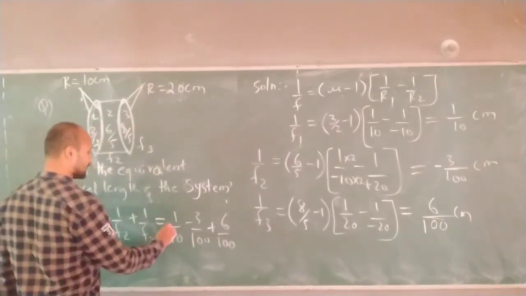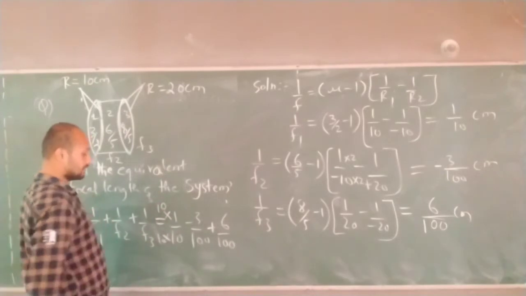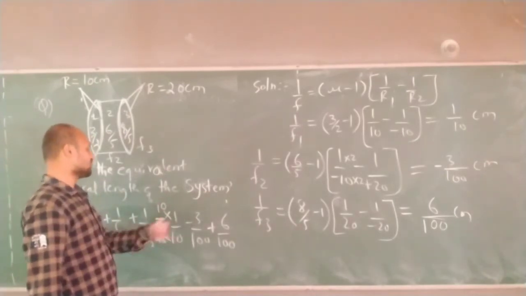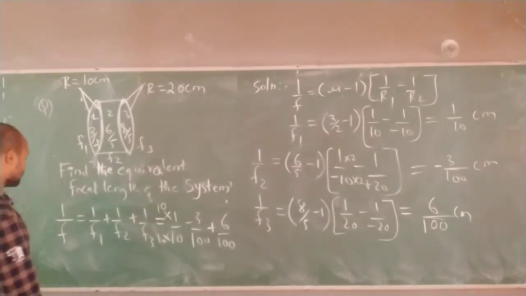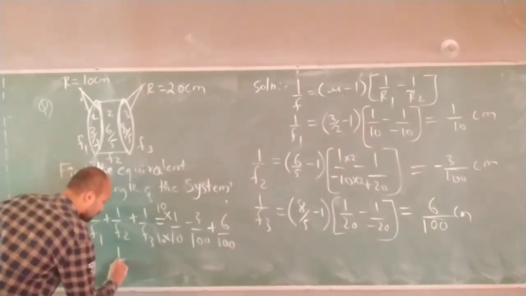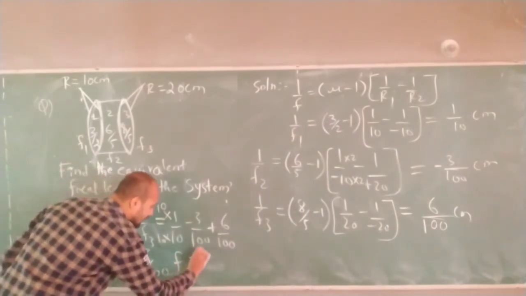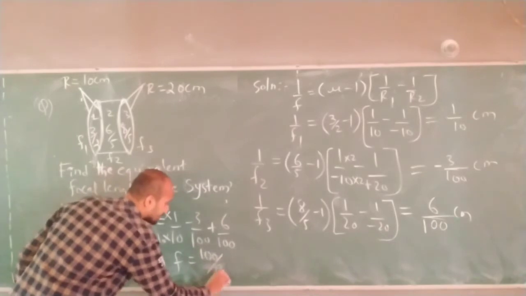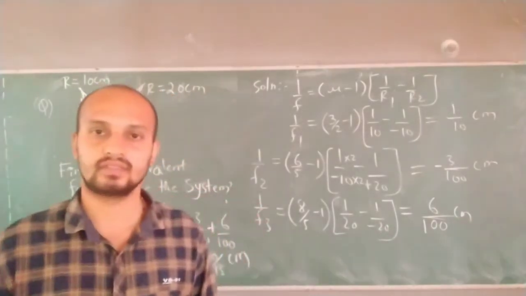Multiply here by 10. This will become 10. Then here nothing else. 10 minus 3, 7. 7 plus 6 will be 13. So this will become 1 by F will become 13 by 100 or F will become 100 by 13 centimeters. This is the answer. Got it, no? This is the answer.